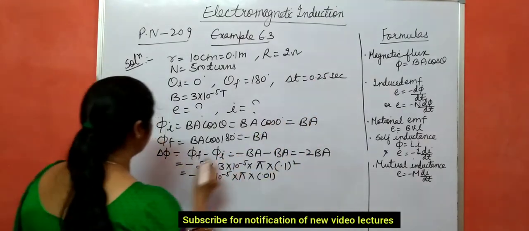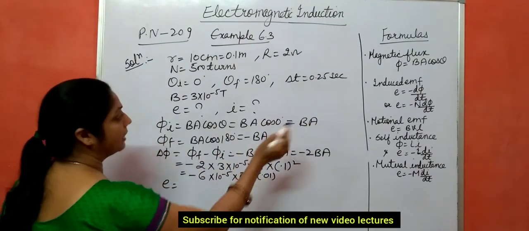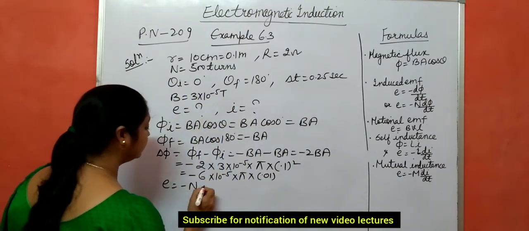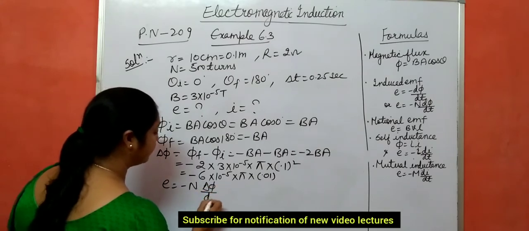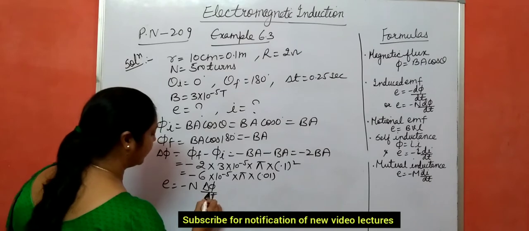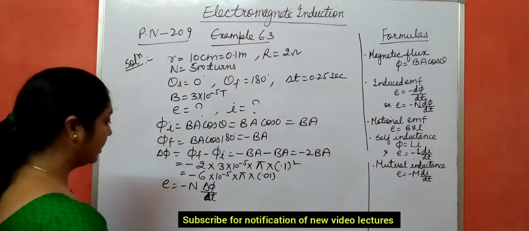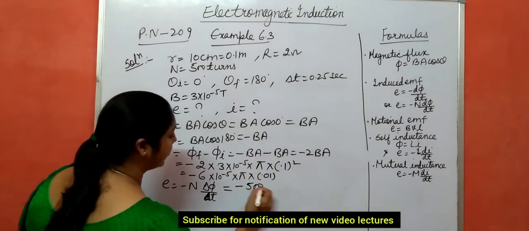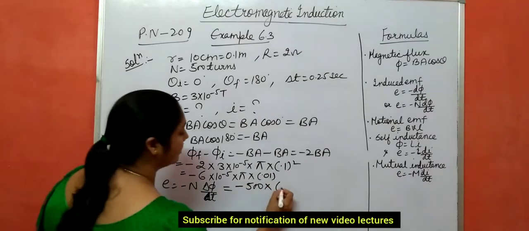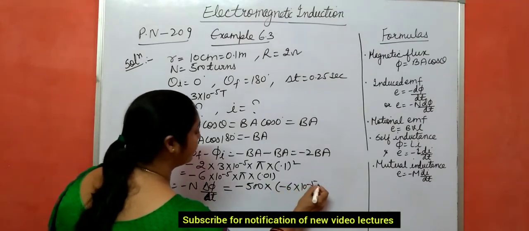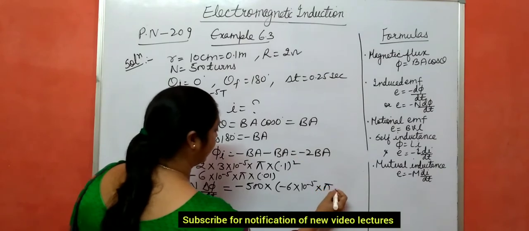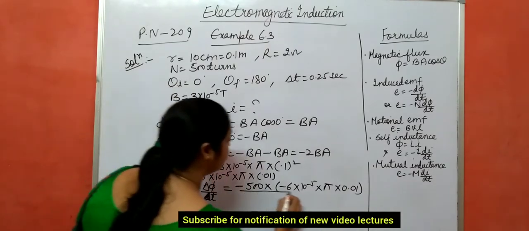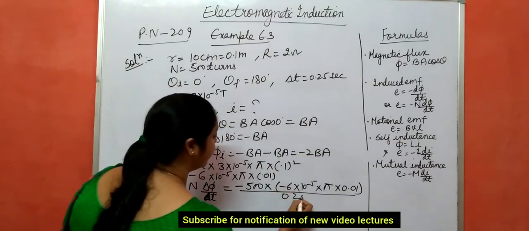0.25 second. So induced EMF is given by, number of turns is also given, 500 turns. So minus n delta phi by delta t. You can also write d phi by d t. So what is change in flux? Number of turns is 500, minus 500. Change in flux is minus 6 into 10 to the power minus 5 into pi, and this 0.01. And time is how much? It is given 0.25 second.